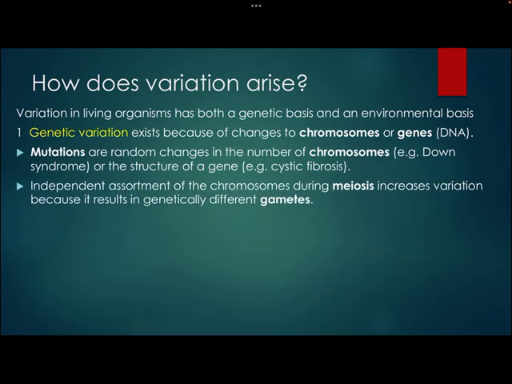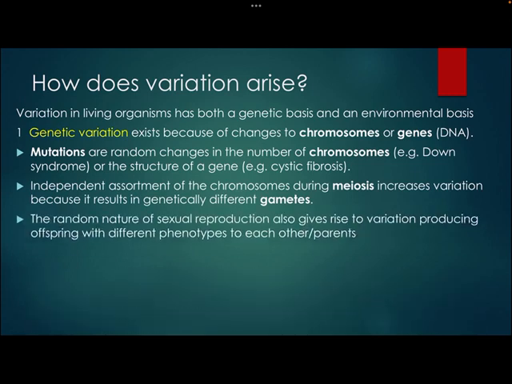Variation in genetics also arises due to the independent assortment of the chromosomes during meiosis, and this increases variation because it results in genetically different gametes. And then the random nature of sexual reproduction also gives rise to variation, producing offspring with different phenotypes to each other or to their parents.